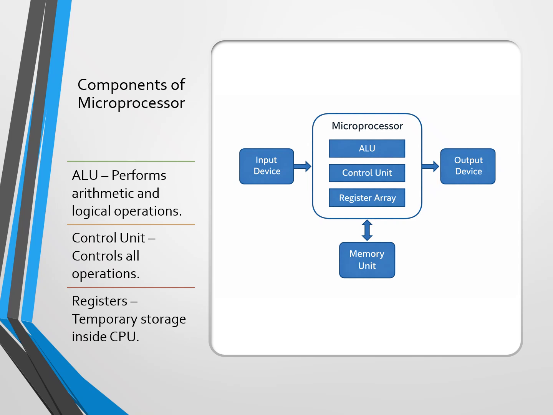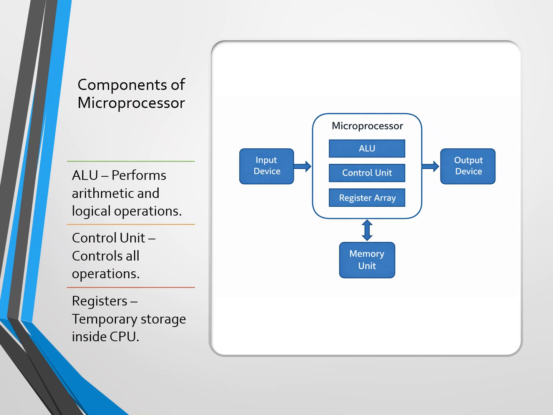So once it receives the information from the input device, the controller decides on what to do and then processes the information and then produces it to the output device for the user to see.